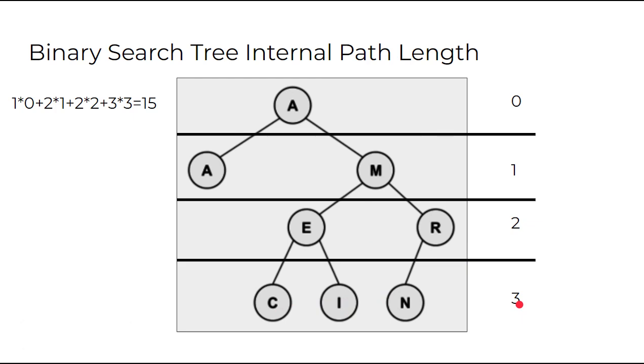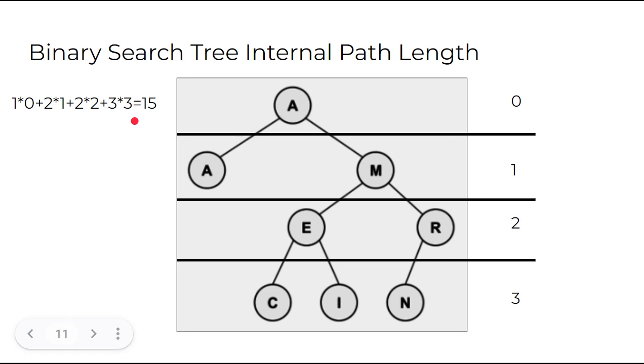So to calculate internal path length, you sum all the depths of the nodes. So we have, if you see this equation here, 1 node with depth 0, plus 2 nodes with depth 1, plus 2 nodes with depth 2, plus 3 nodes with depth 3. That'd be 15.